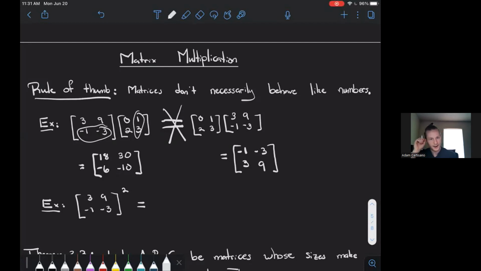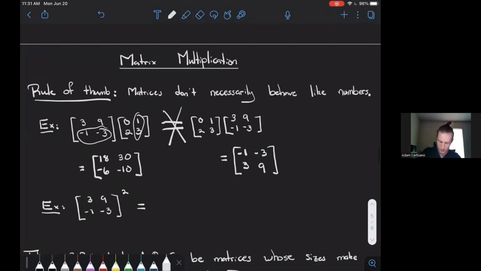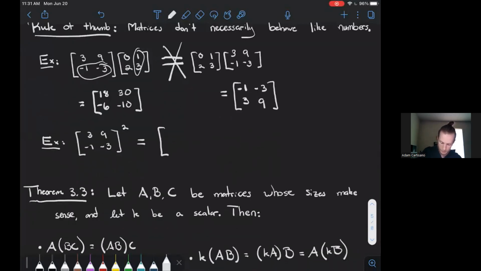Let's try another one. Let's try squaring this matrix, the first one that we had. 3, 9, -1, -3. So let me just write that for you in a way that's very easy to look at. 3, 9, -1, -3 times 3, 9, -1, -3.